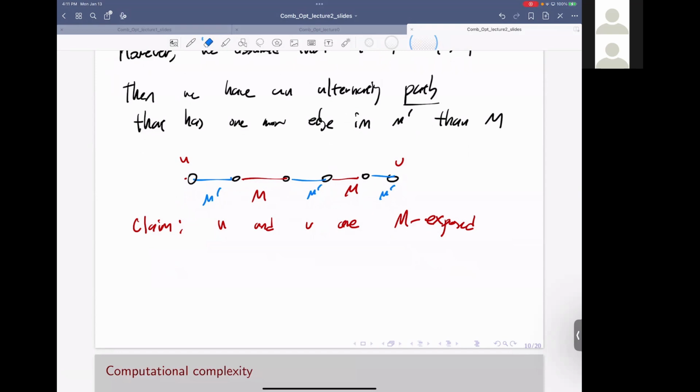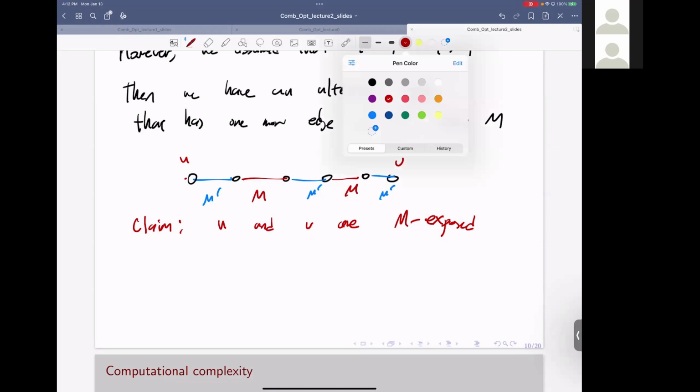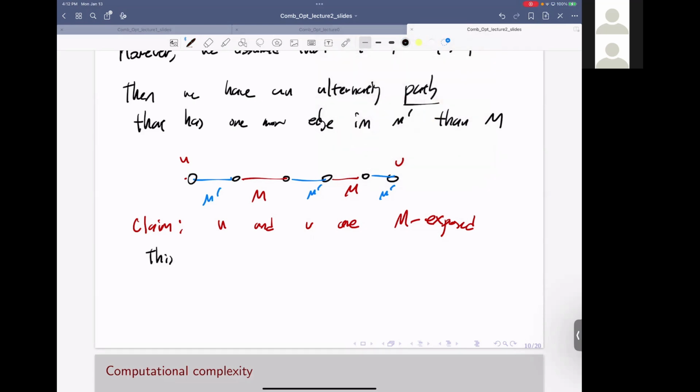So U and V, if they were connected to red edges, I would have included them in the path, but I have included them. I took the entire path. Okay, so U and V are not connected to red edges. So this is an augmenting path. If you forget about these blue edges, the blue edges are not part of the matching M. So this is an M augmenting path.